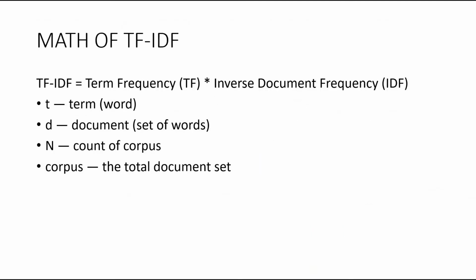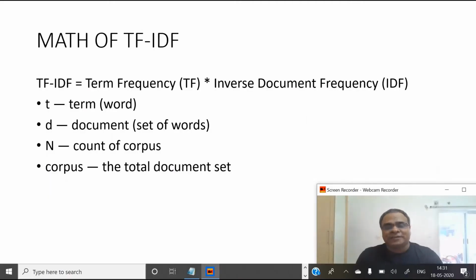Now we will see the math of TF-IDF. This is the equation you need to understand: TF-IDF is equal to term frequency times inverse document frequency. Term frequency is TF, and we will discuss inverse document frequency, IDF, as well. The letters we are using: t means term or word, d means document or set of words, and N means count of corpus, where corpus means the total document set. These are the letters we use in the coming discussion. So the formula for TF-IDF is term frequency times inverse document frequency.